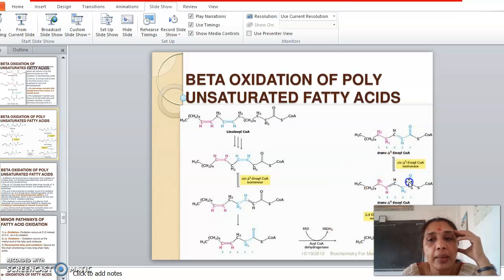Here there are two events happening. First event: the double bond is removed by the introduction of two hydrogen atoms, or one molecule of hydrogen. Simultaneously, what is happening? The double bond is shifted from the second and third carbon atom to the third and fourth carbon atom. One, two, three. The double bond we have shifted. So that enzyme is known as 2,4-dienoyl CoA reductase.